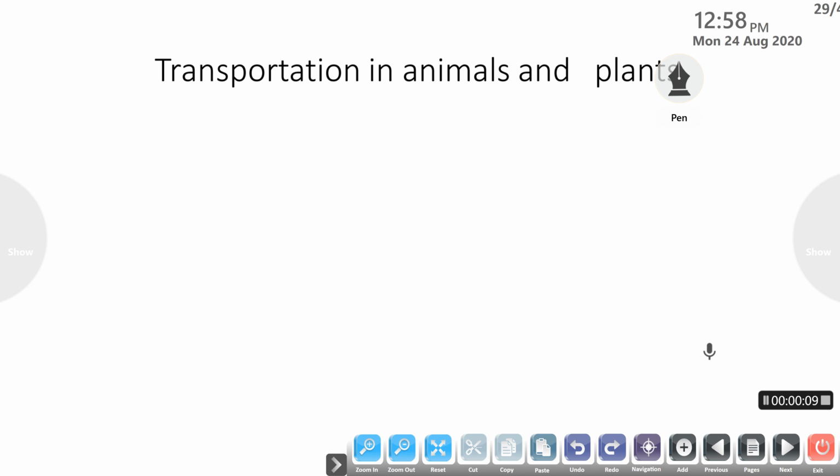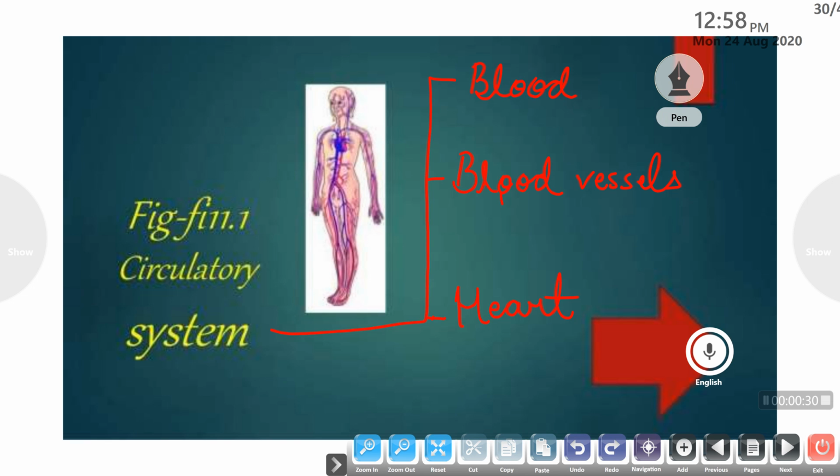In this video, I will be explaining the chapter number 11 of your NCERT textbook, that is transportation in animals and plants. In this chapter, we will study the transportation or the circulatory system and the excretory system in animals or humans and plants. So firstly, let's start with the circulatory system in humans.